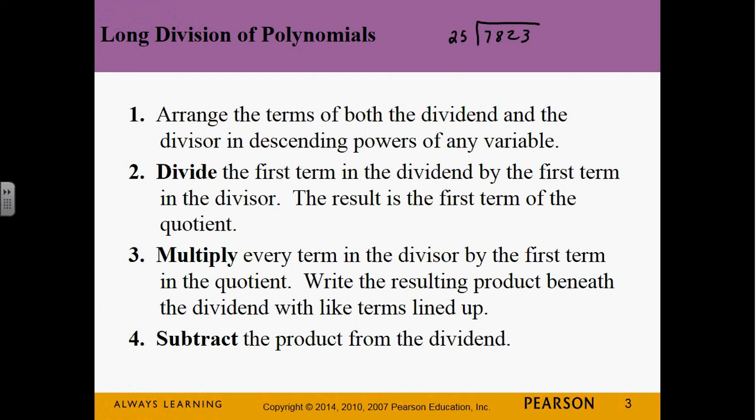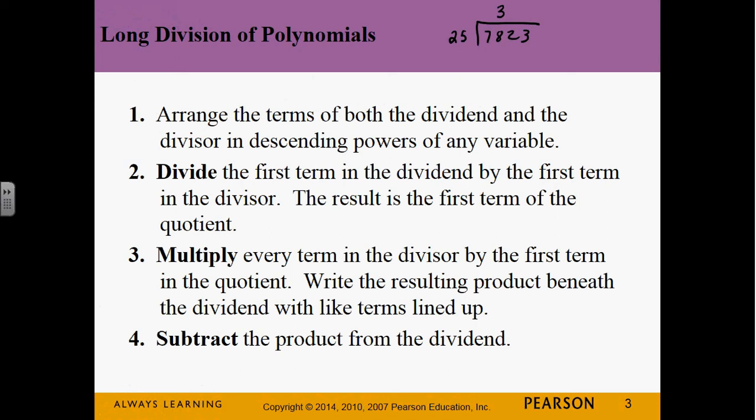Divide the first term in the dividend by the first term in the divisor. So really what we're looking at is divide 78 by 25, right? Divide the first piece of the number by what's on the outside. How many times will 25 go into 78? Three times. So that is the first term, or in this case, the first number of the quotient. And we put it on the top.